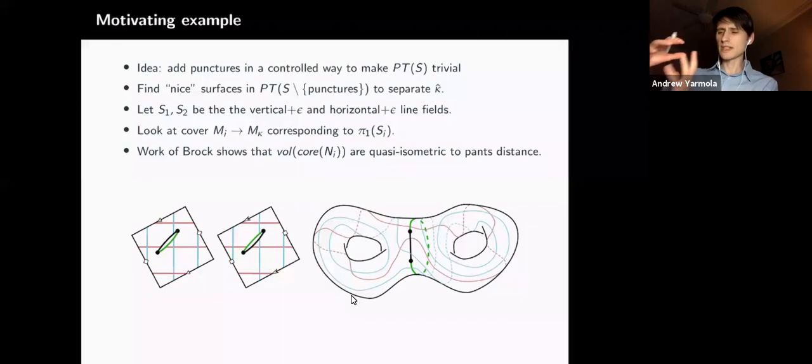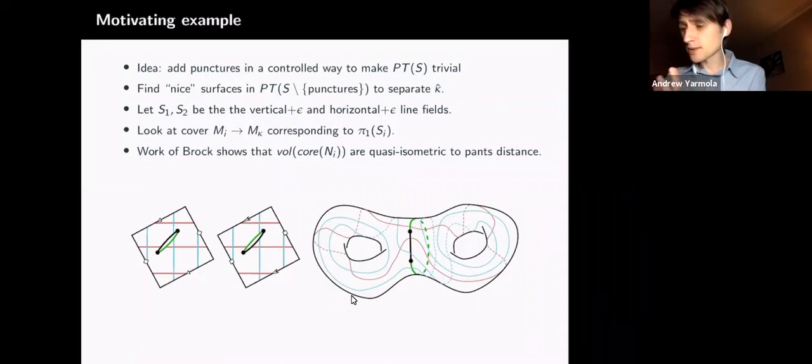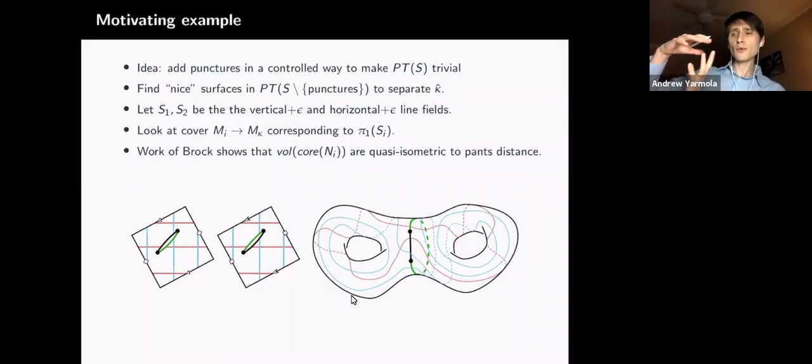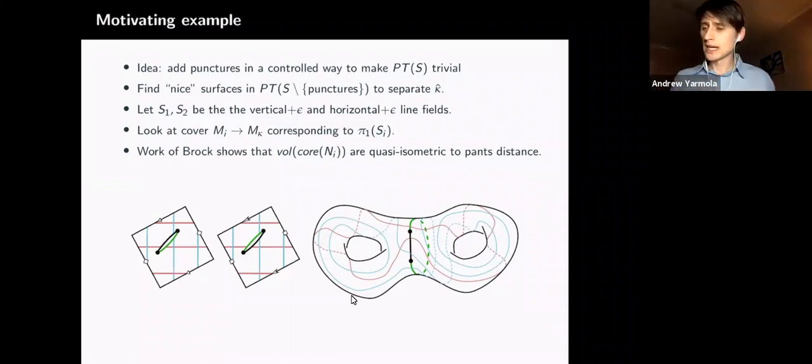It's not entirely true, but there's some work to be done there. But you know, this what's called the convex core of, oh, sorry, that's supposed to be M sub I. This convex core of M sub I maps nicely, and that volume is actually quite well related to the Pants distance. So that is sort of the attack vector.